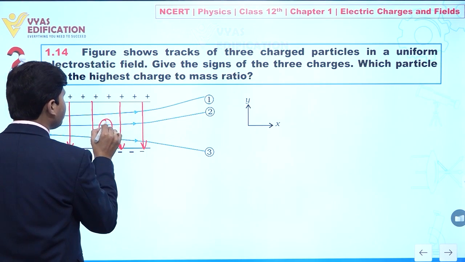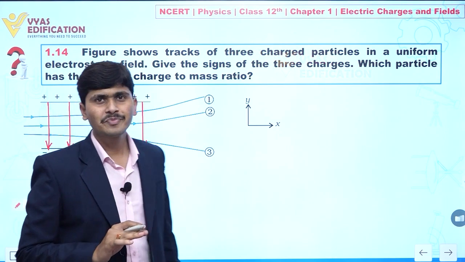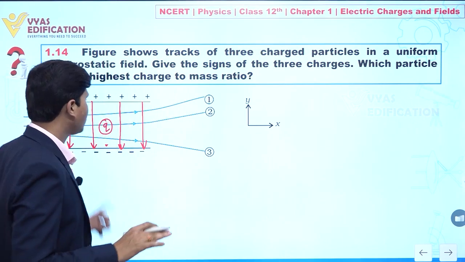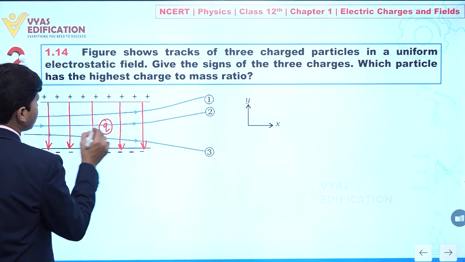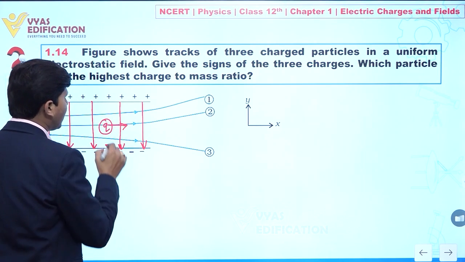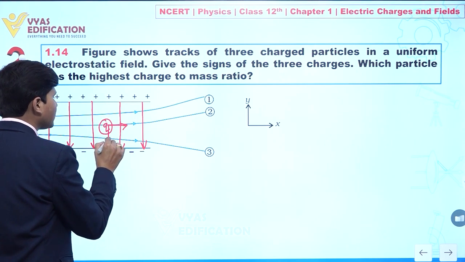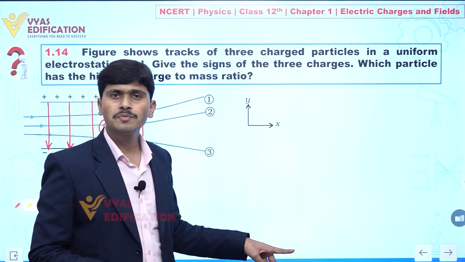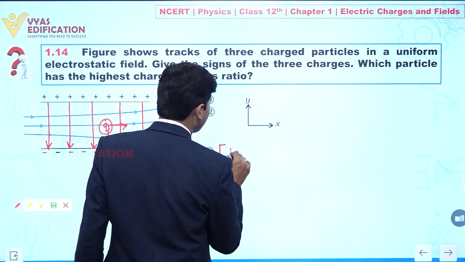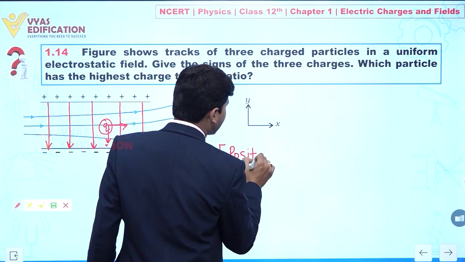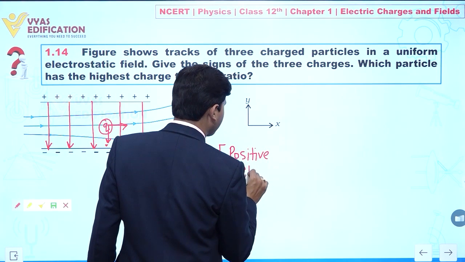So here, if I consider this is a charge q, and if this charge q is positive, the particle will move along path 3. Yes or no? Because it has some initial velocity in this direction, and definitely a force will act in this direction, and the particle will move through path number 3. So path 3 is a positive charge particle.